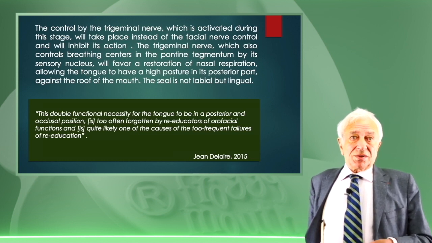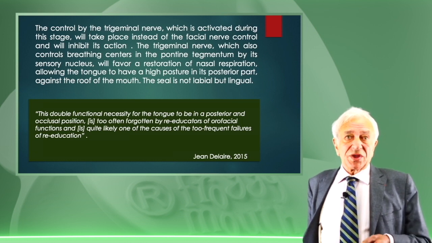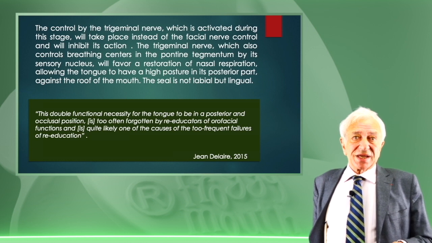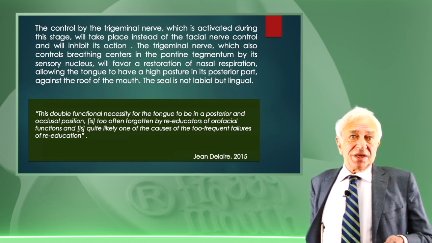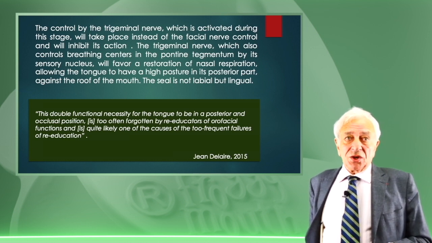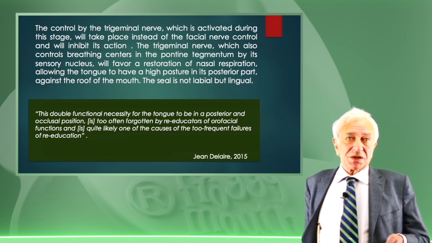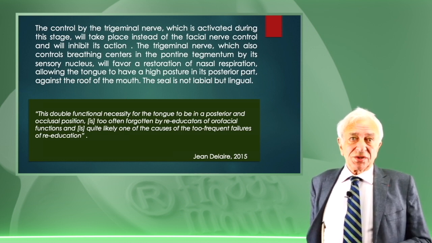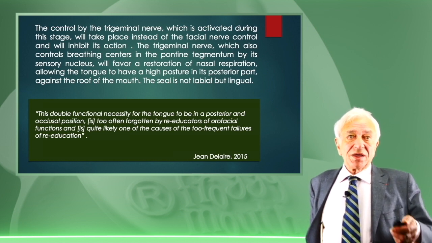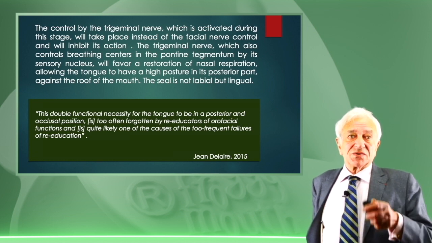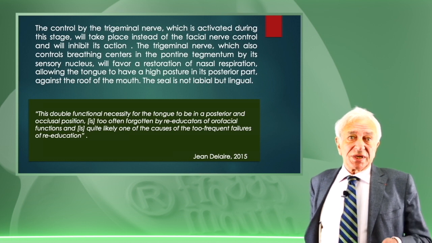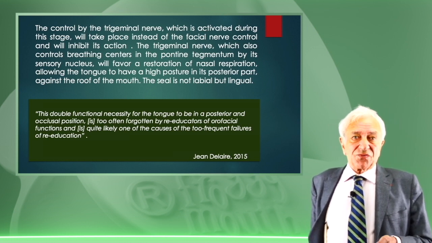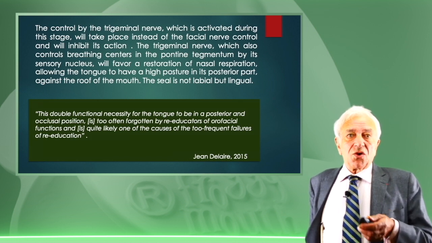And the control is done by the trigeminal nerve, which is activated during this stage, and it will take the place of the facial nerve control and will inhibit its action. The trigeminal nerve, which also controls breathing centers in the pontine tegmentum by its sensory nucleus, will favor nasal respiration and allow the tongue to have a high posture in its posterior part against the roof of the mouth, and so the seal will not be labial but lingual. And this double function necessitates for the tongue to be in a posterior and occlusal position.